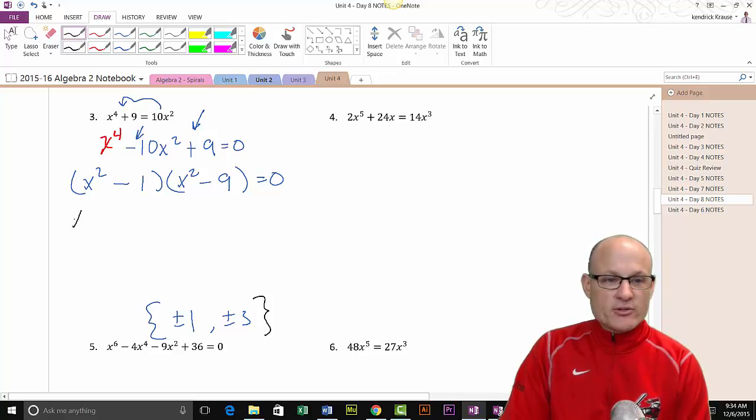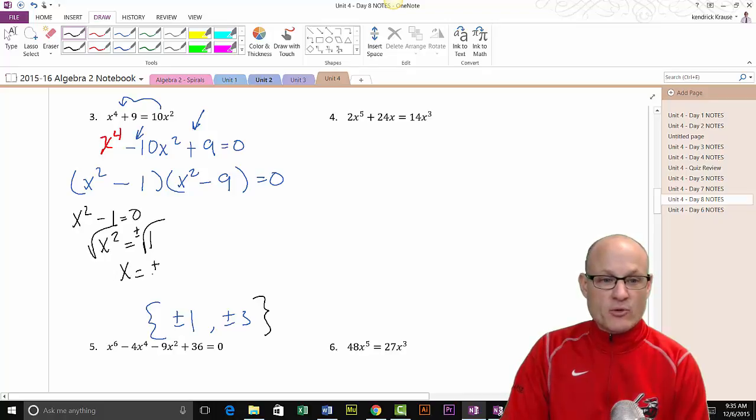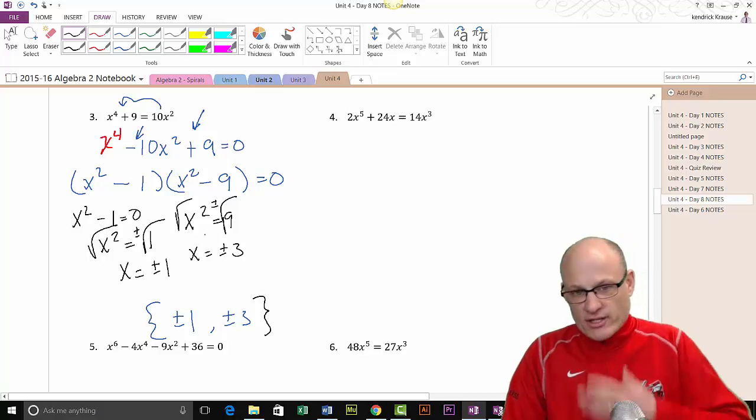I can just set these equal to 0. x squared minus 1 equals 0. x squared equals 1. Take the square root of both sides. Don't forget to put a plus or minus, and I get x equals plus or minus 1. I could have done it that way. Or I could factor them. x squared equals 9. x equals plus or minus 3, because you're going to take the square root of both sides, right? I don't really care which way you do it.